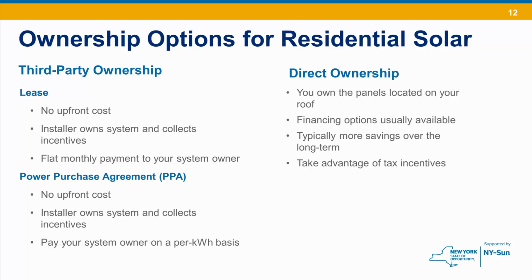One of the main differences is that with a lease, the customer makes a flat monthly payment to the solar developer. In a PPA, the customer payment to the solar developer is based on a dollar per kilowatt hour basis. As the customer, you are paying the developer a predetermined price for every kilowatt hour the system produces over that month. Lease contracts can vary in length and often depend on the options the installer offers. PPAs are usually 20 years.